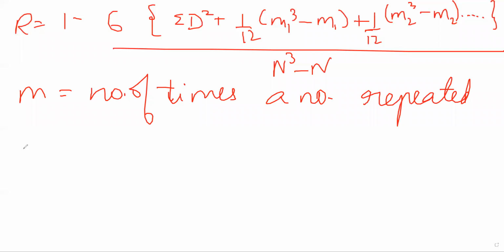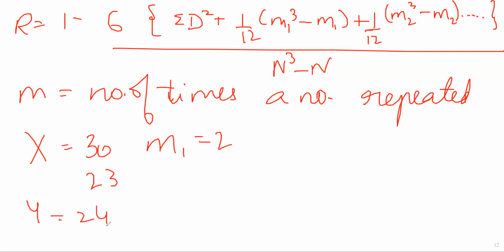What does that mean? If you remember in series X, we did X and Y series. In series X, there was the first number 30 which repeated 2 times. So my M1 is equal to 2. M1 is the number of times one particular number has repeated. There are 3 total terms in my total data, X and Y combined, that have repeated. In X series, 23 repeated 2 times and 30 repeated 2 times. In Y series, 24 repeated 2 times. So my M1 is 2, M2 is 2, M3 is also 2.